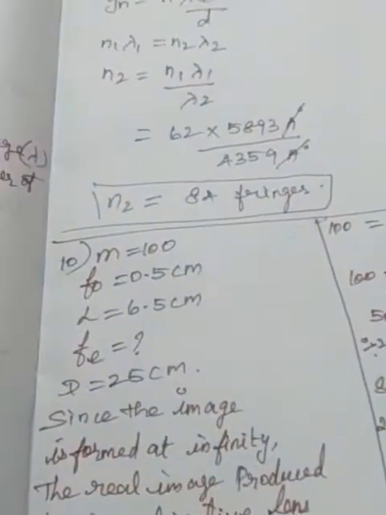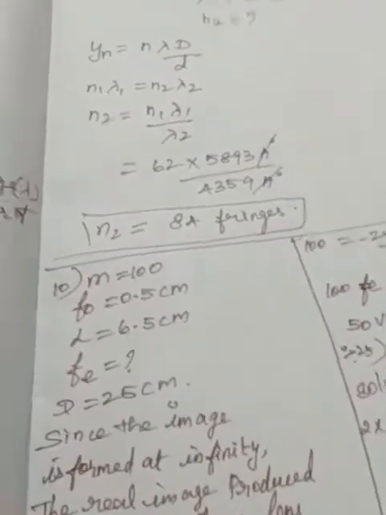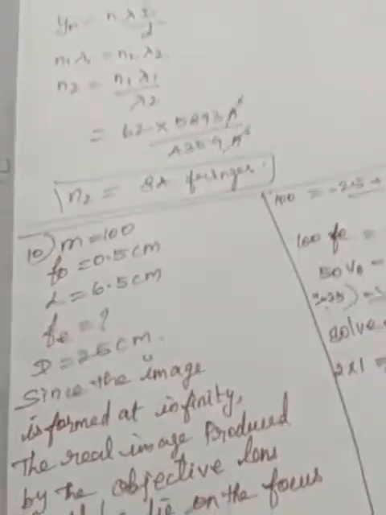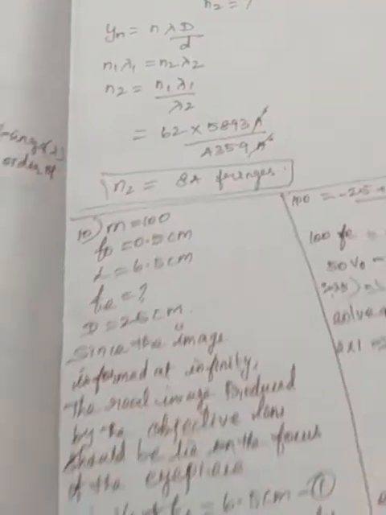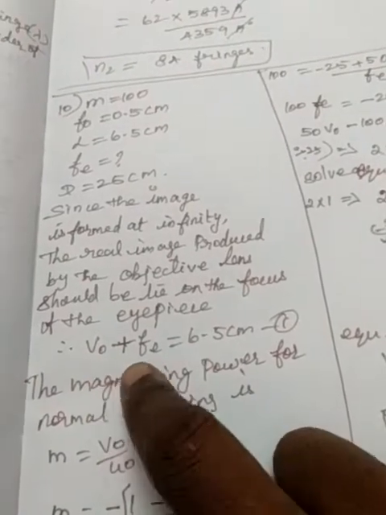So here you see m equivalent to 100, f0 equivalent to 0.5 centimeter, L is 6.5 centimeter, and fe we are going to find out. Okay, the value of d is 25 centimeter, right? So now you see this formula: v0 plus fe equivalent to 6.5. This statement is very important.